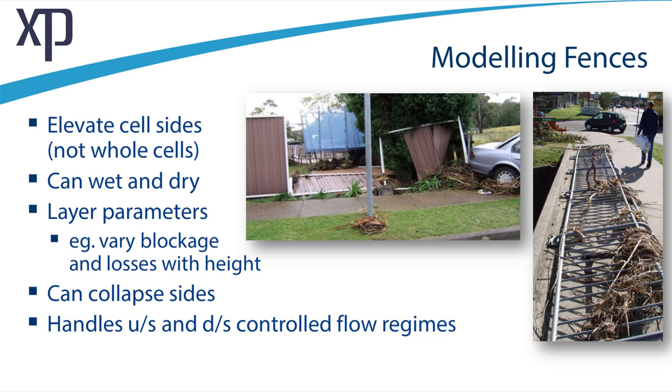You can also collapse your fences based on a water level difference or a trigger time or even just a straight water depth. And the 2D scheme will handle both upstream and downstream control flow regimes. So when the water is upstream controlled, it uses a weir equation, and when it's downstream controlled, it uses the full 2D equations.